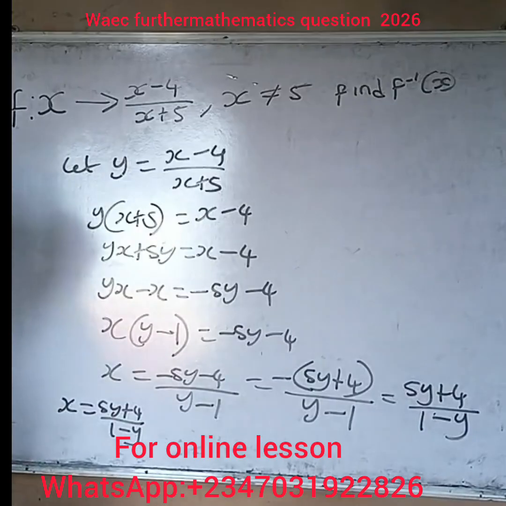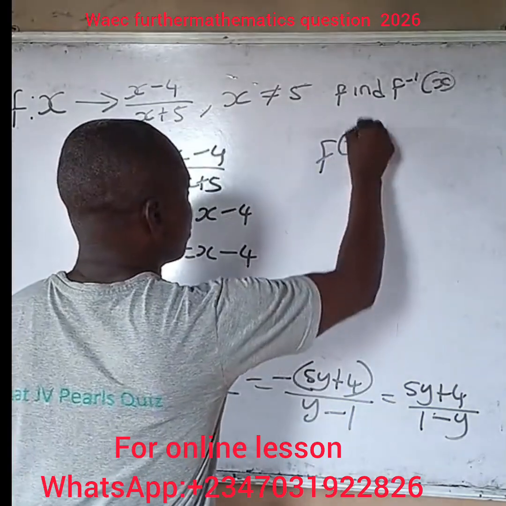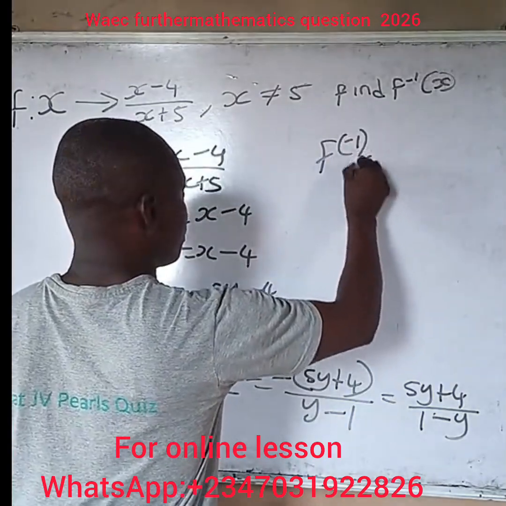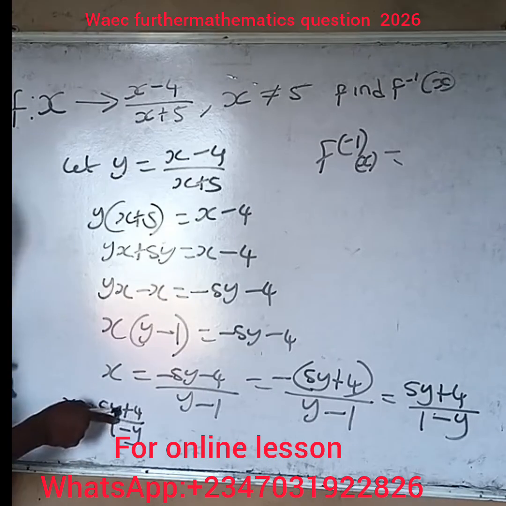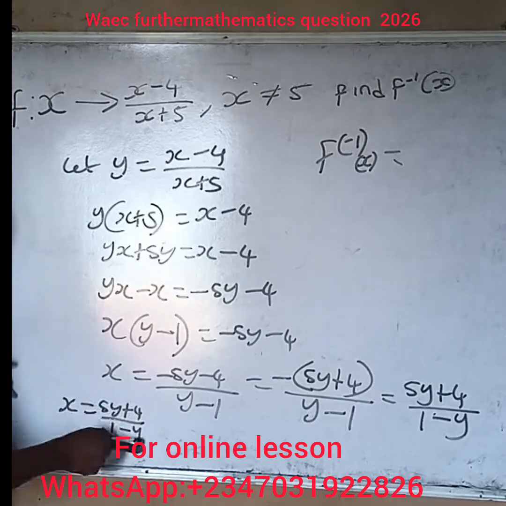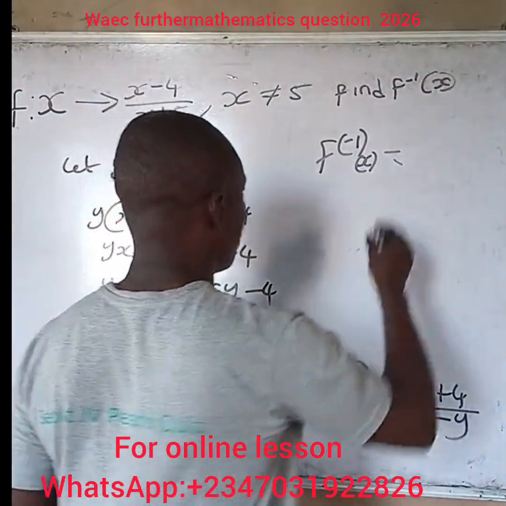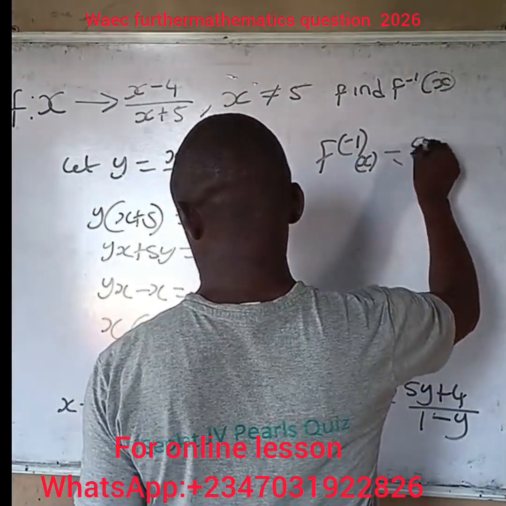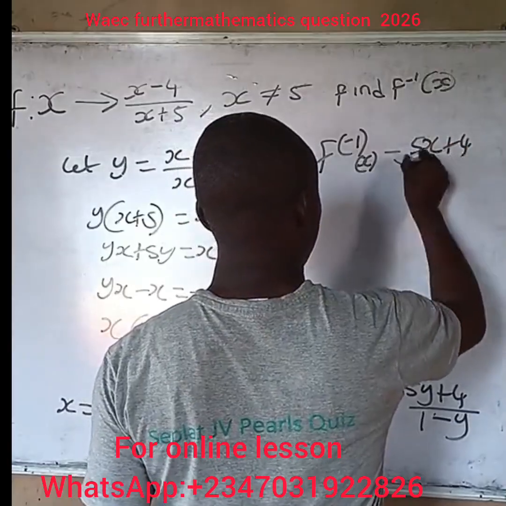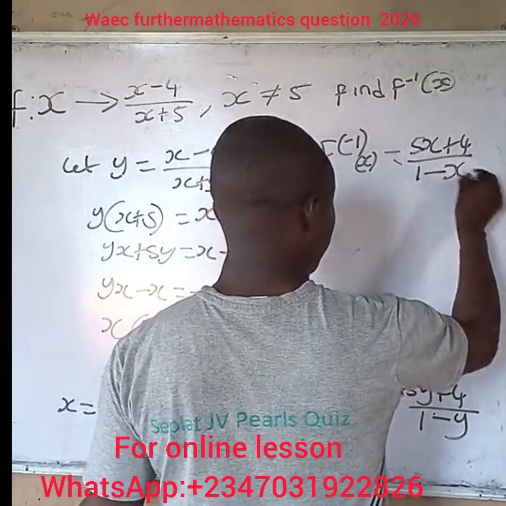Now remember that we are doing the function. So this is the inverse function. So at the end, in place of x, I will be having the inverse of x. So I will come back now and replace this y with x. Anywhere I see y now, I'm putting x. So this will give me 5x plus 4 over 1 minus x.